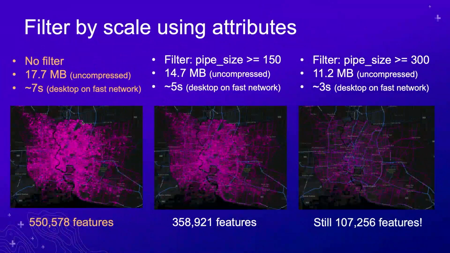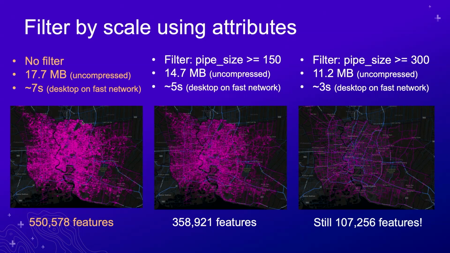Particularly like this next slide, I ran a few filters on this data to see how we could improve performance and how it impacts the visual. So if you look at the image off to the left, this is what we just looked at. There's no filter set, got about 18 megabytes worth of raw data. And on my desktop, using a fast network, it took about 7 seconds to load that data after taking advantage of the tile caching that Jeremy just described, amounting to more than 550,000 features in total.